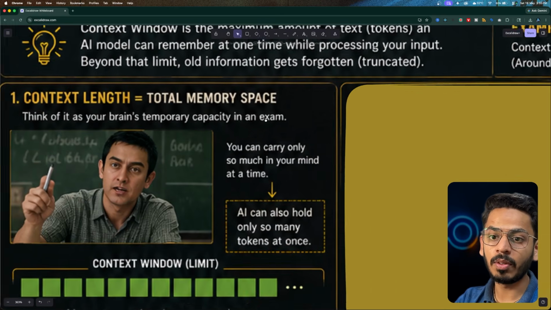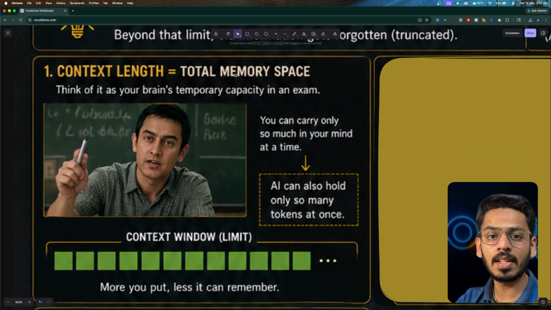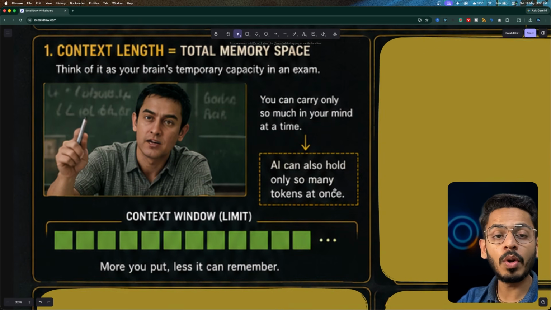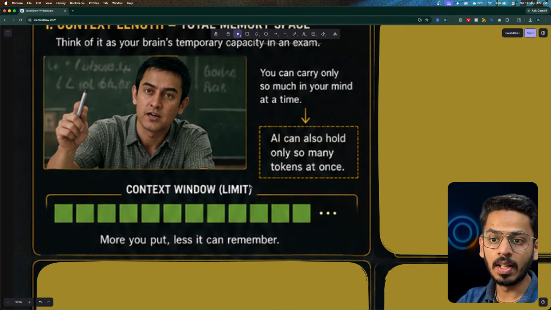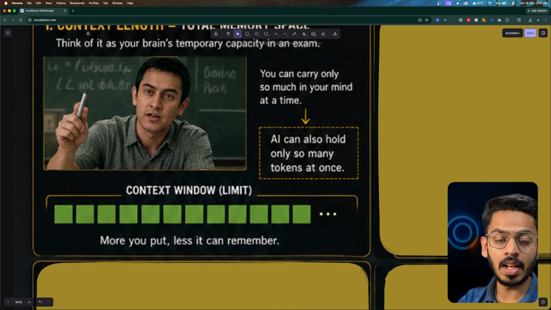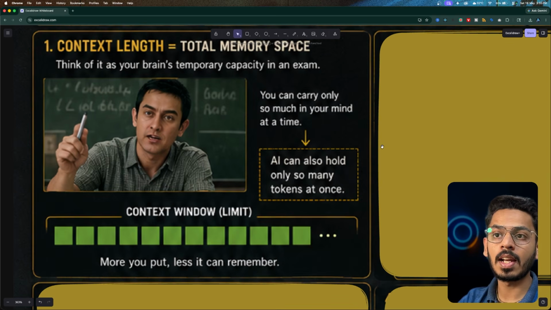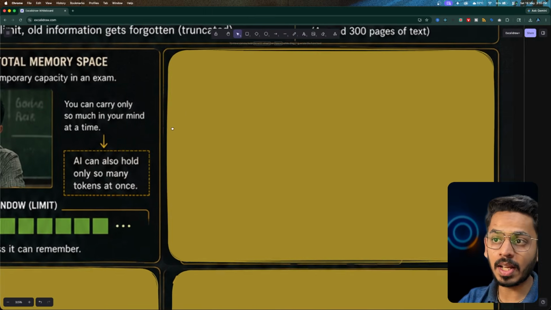Here we have something known as the context length. Context length here means the total memory space. Think of it as your brain's temporary capacity in your exam. You as a human can carry only so much in your mind at a time. AI can also hold only so many tokens at once. So we can say the context window here has a limit, which is the context length. The more you put, the less it can remember. Okay, so this is the first thing, which we say is the context length, which is the total memory space, or we can say the brain capacity.